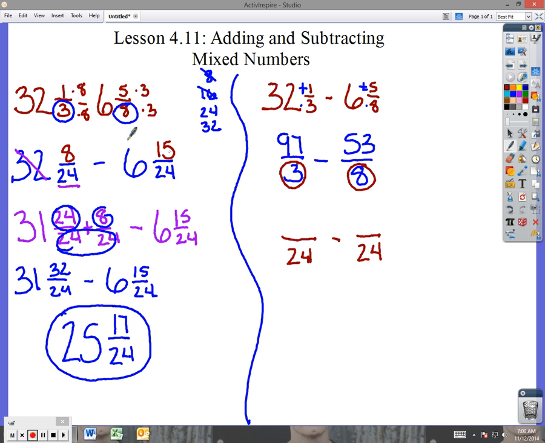Now, again, what we did up here, we said, hey, wait, 3 times 8 is 24. So I have to multiply the denominator by 8, multiply the numerator by 8. Over here, I said, hey, 8 times 3 is 24. That means I have to multiply 53 times 3.